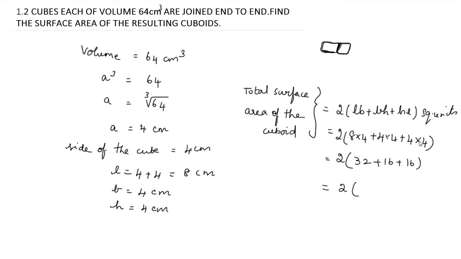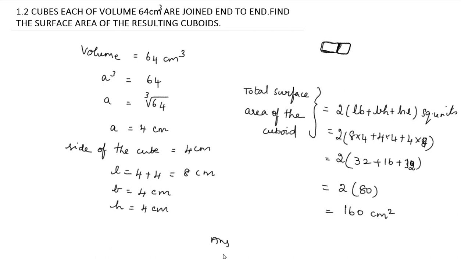Actually L is 8, no? So 8 into 4, what will we get? 32. So when you add 32 plus 16 plus 32, you will get 80. So what is 2 into 80? 160 centimeter square, because it's an area, surface area. So we have to write 160 centimeter square.